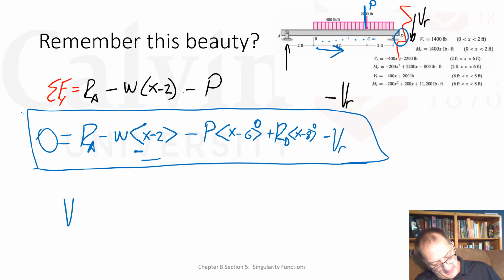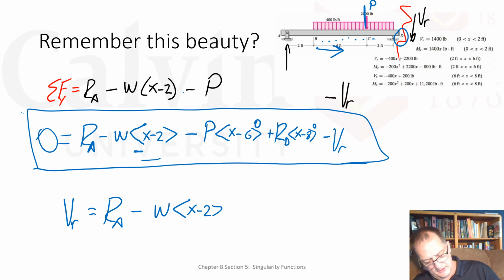I'm going to rewrite that. VR is equal to RA minus W times the singularity function x minus 2, minus P times x minus 6 to the 0th. Let's talk about this term a sec.